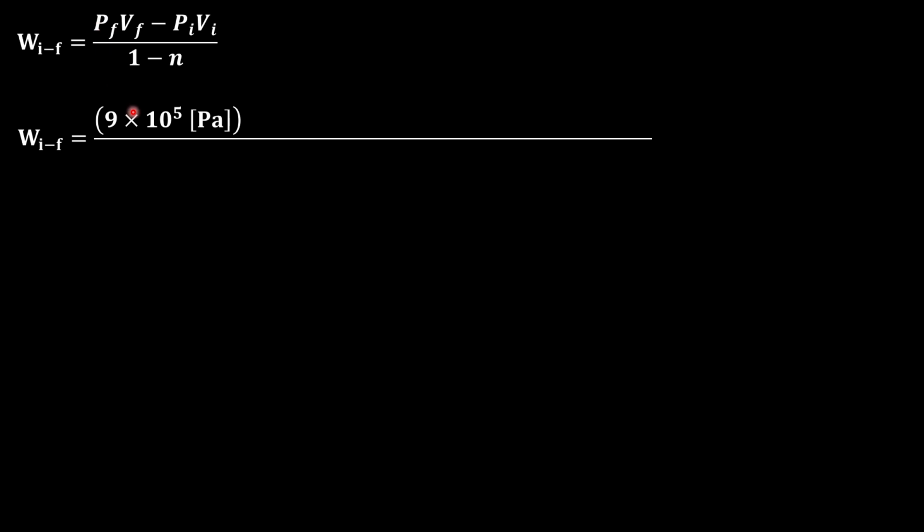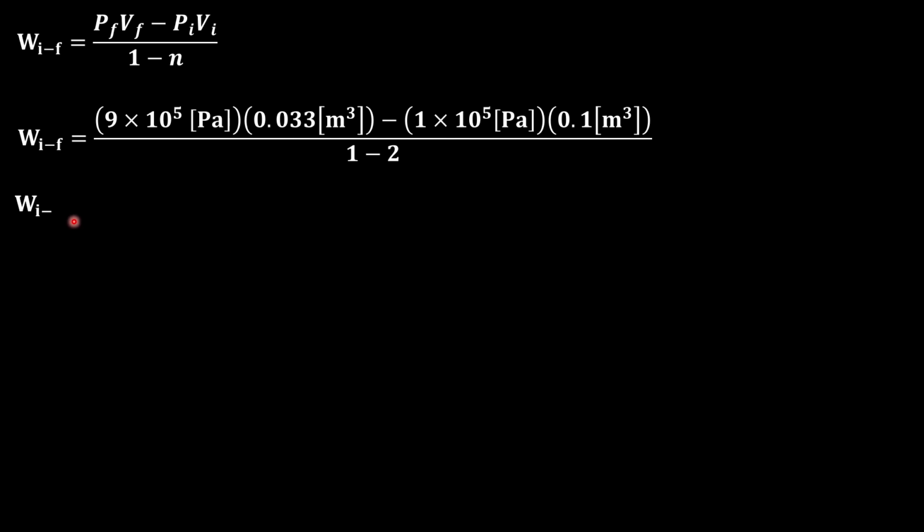So the final pressure, we will convert 9 bars to Pascal. So it will be 9 times 10 to the power 5 Pascal. The final volume, we found it to be 0.033 meter cube, minus initial pressure is 1 bar, so 1 times 10 to the power 5 Pascal, times the initial volume is 0.1 meter cube, divided by 1 minus 2. So that will give us what? It should give us a negative answer, and it does give us a negative answer, minus 19700 joules.